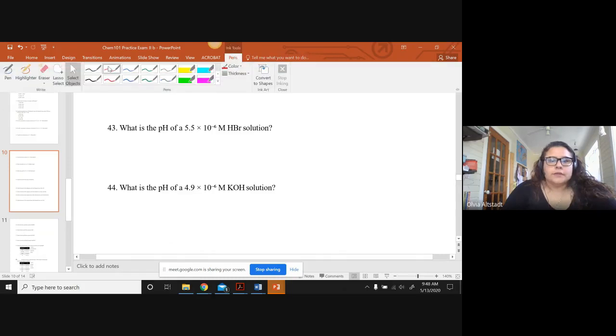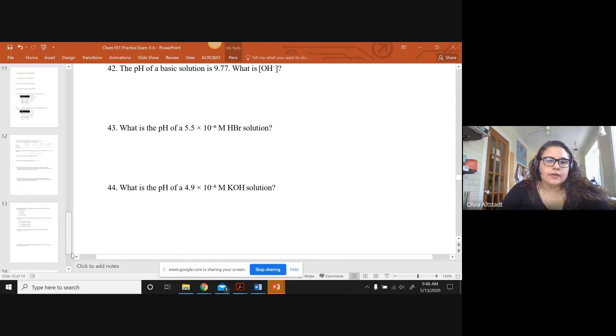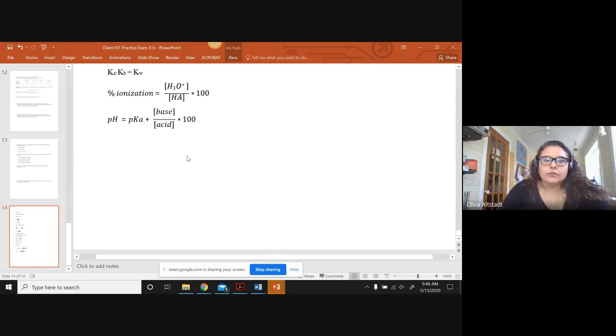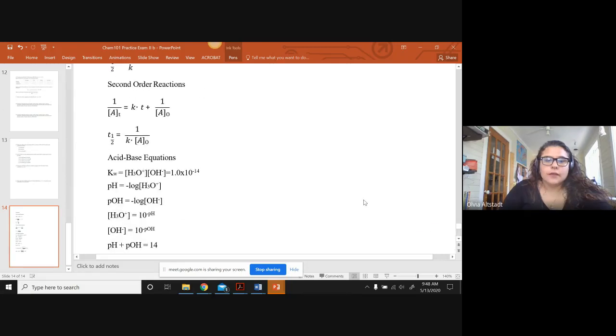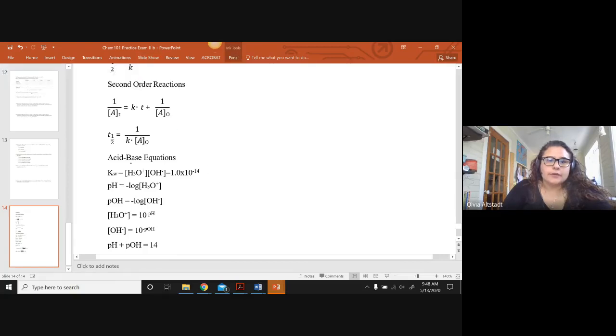And this is in acids and bases. For acids and bases, I recommend that you have, if you look on the PDF file at the end here, I wrote the equations that you'll need. And although you have the first, second order for kinetics, I would still use that cheat sheet that I showed you earlier. And then here in the bottom part, there's acid base equations, and you're going to need these. Okay, these are really important. So you have the equation for pH.